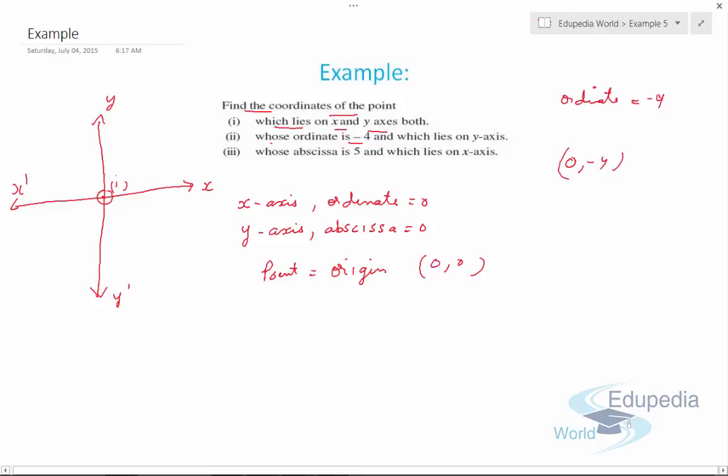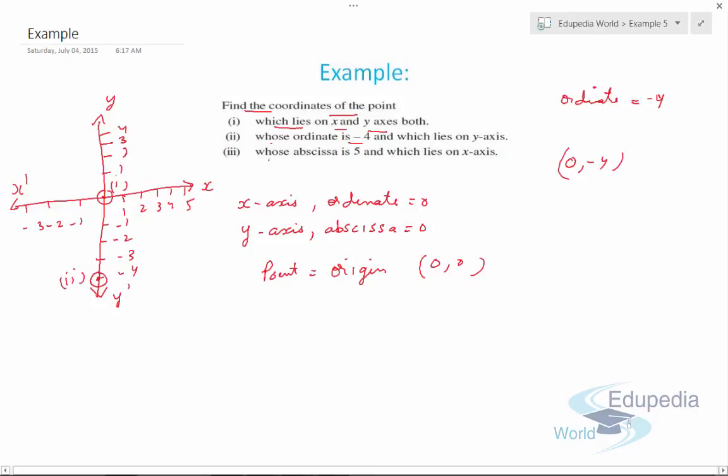So if we draw a diagram like this, 1 2 3 4 5, and -1 -2 -3 -4, on both axes, we can clearly see that the point will be this point. So this is the second question.